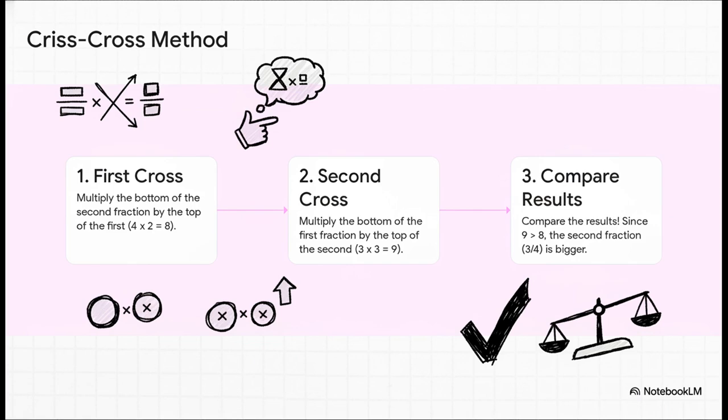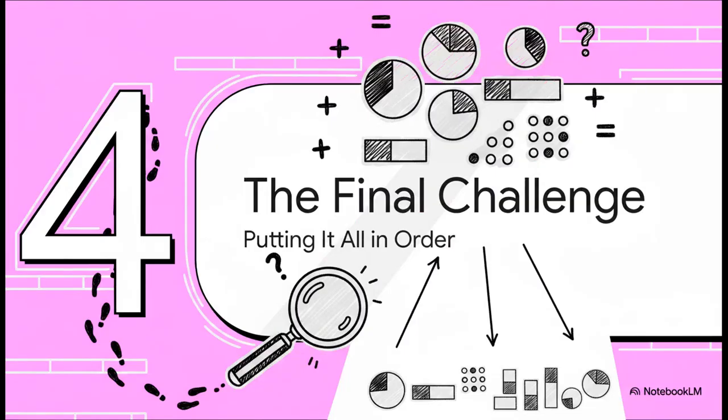This is an awesome trick. You just multiply diagonally. So 4 times 2 is 8, and 3 times 3 is 9. And since 9 is the bigger number, the fraction on that side, 3/4, is the bigger fraction. How cool is that? You guys have been doing amazing work, detectives. Your toolkits are packed and you're ready for anything.